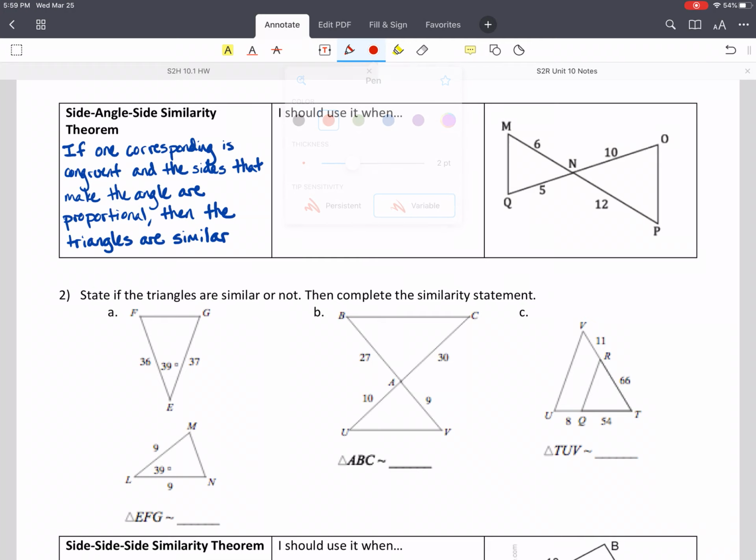Okay, the biggest piece of advice I can give you on something like this, I'm going to write it in red because it's really important. Notice I don't have a similarity statement. I'm trying to decide which side goes with which. Remember, with sides, we're going longest with longest, shortest with shortest.